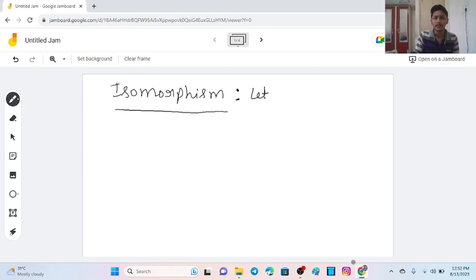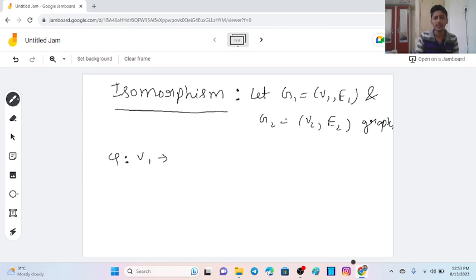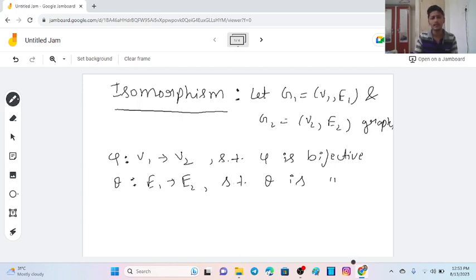So first, let two graphs G1 equal to (V1, E1) and G2 equal to (V2, E2) be graphs. Then we will say graphs G1 and G2 are isomorphic if there exists a map phi from the set of vertices of G1 to the set of vertices of G2 such that phi is bijective, and another map theta from E1 to E2 such that theta is bijective. That means these both maps should be one-one and onto.